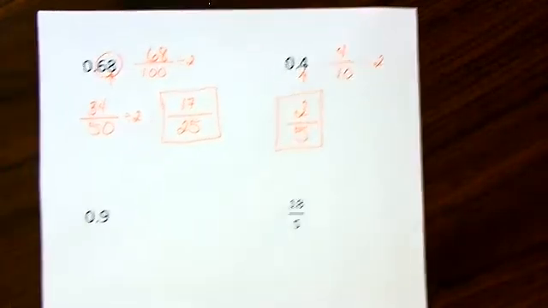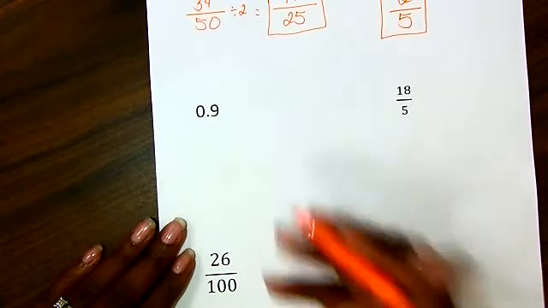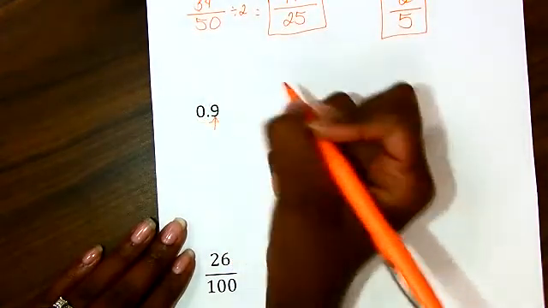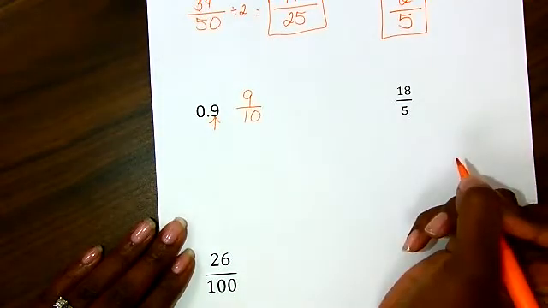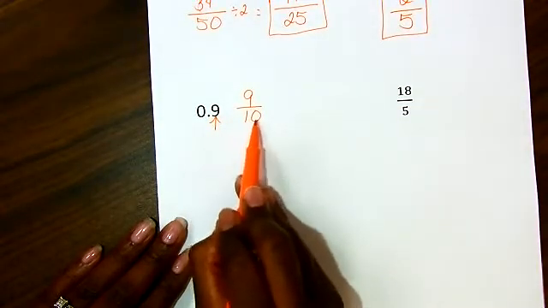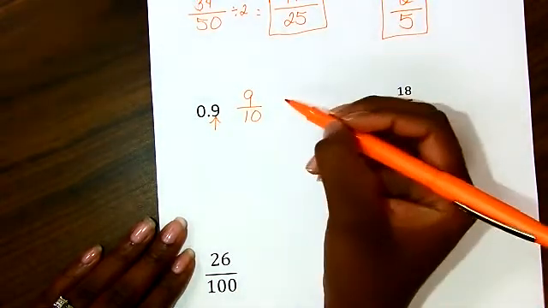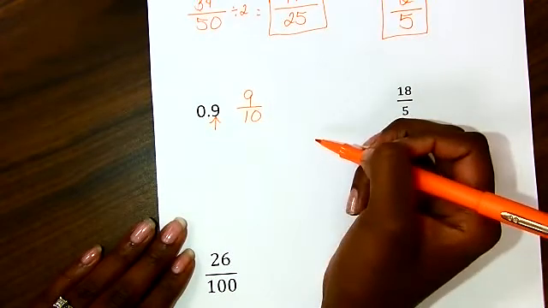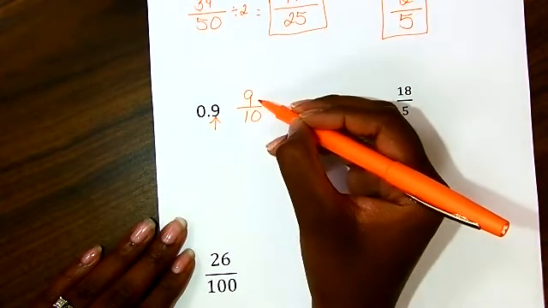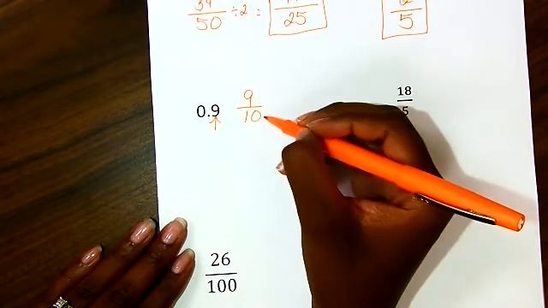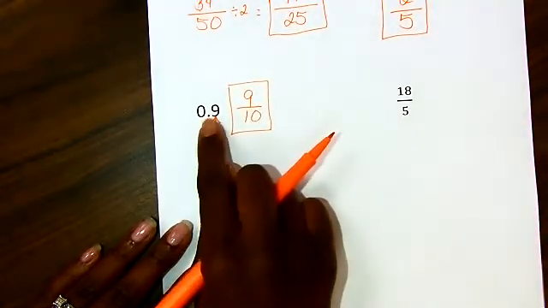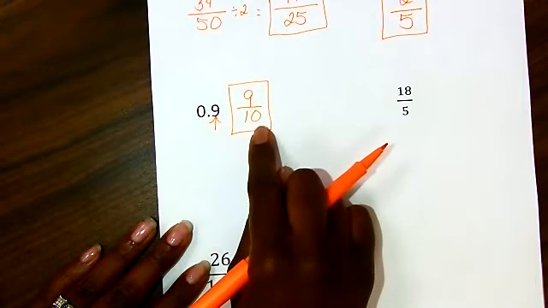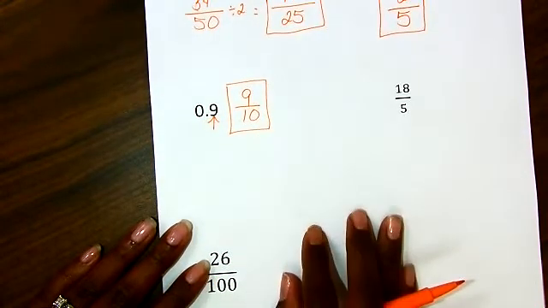All right, one more. How I say it is 9 tenths, so that's how I'm going to write it. The 9 is in the tenths position. Now I'm going to look, can I simplify this? I do not have anything that will go evenly into 9 and 10. So this is its simplest form. 9 tenths as a decimal is 9 tenths as a fraction.